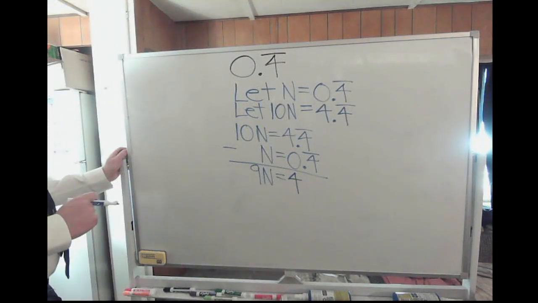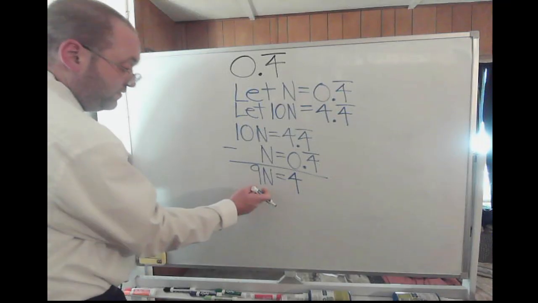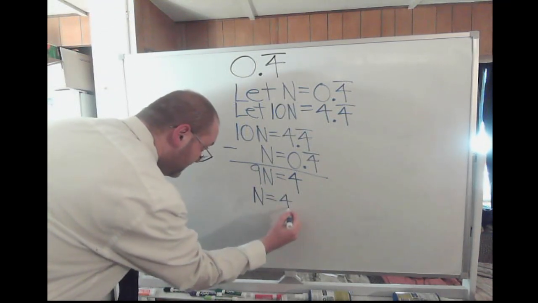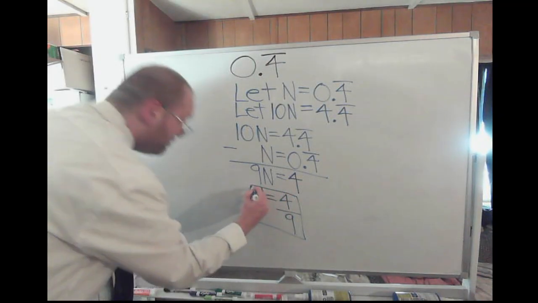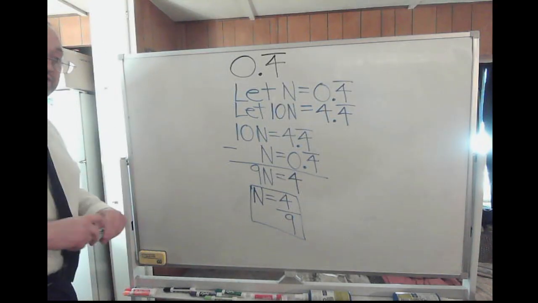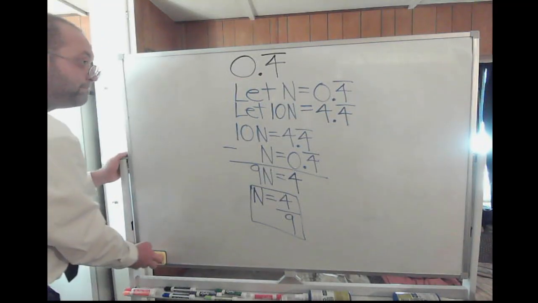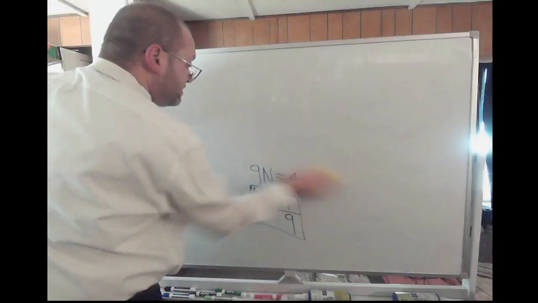Last but not least, what you need to do is solve for n, which will give you the fraction you're looking for. Solve for n, I divide both sides by 9, and that would give me 4/9. So the fraction we're looking for is going to be 4/9. And if you don't believe me, feel free to put 4/9 into your calculator. You should get 0.4 repeating. Alright, so there's that one.